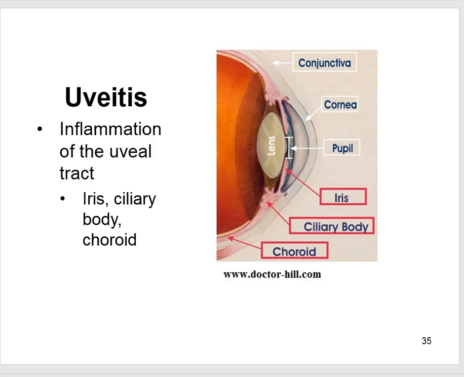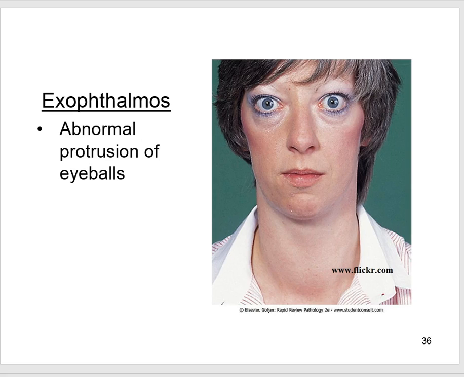Uveitis is an inflammation of the uveal tract, which includes the iris, the ciliary body, and the choroid. And the last one we're going to talk about is exophthalmos. This is an abnormal protrusion of the eyeballs. People with hyperthyroidism, such as Graves' disease, will get this or can get this.